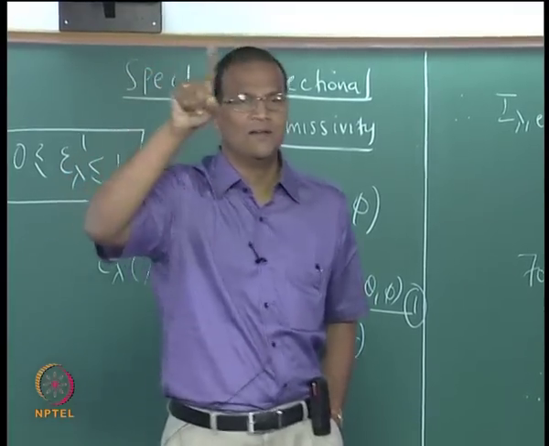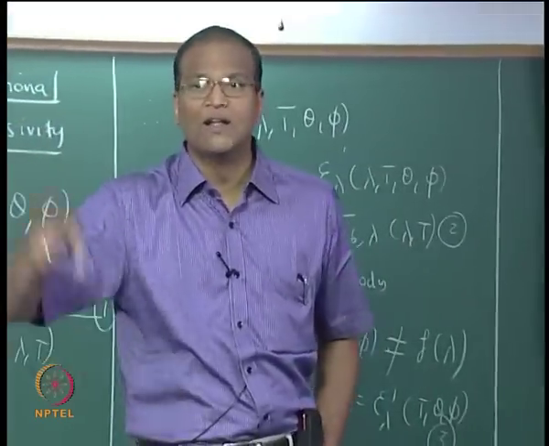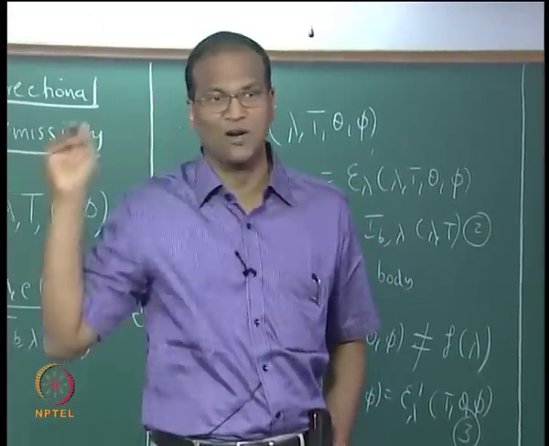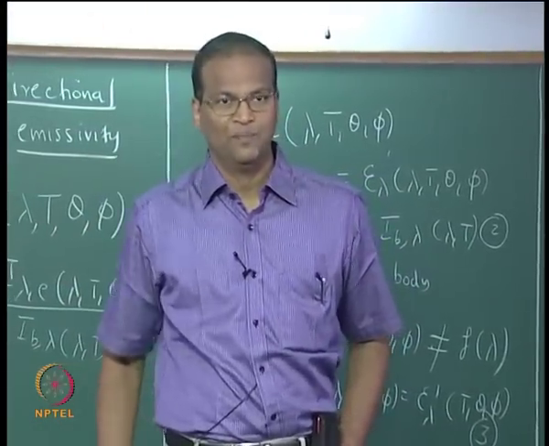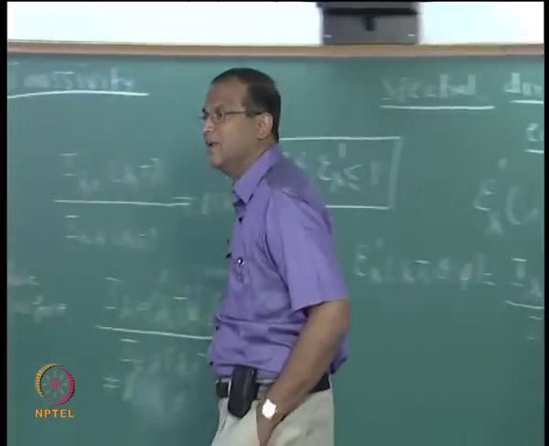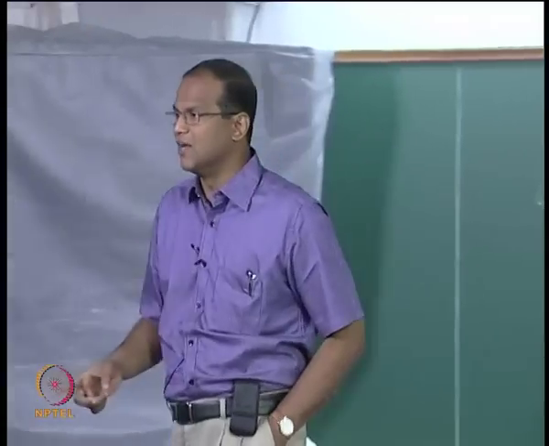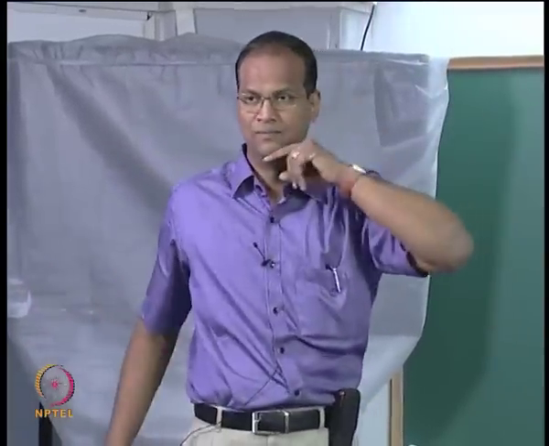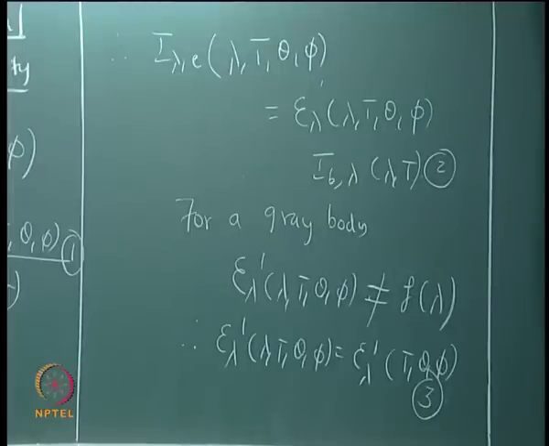What do I mean by saying that it is a spectral quantity? That integration with respect to lambda is not done, so it is spectral. If integration with lambda is not done, it is called spectral. If integration with respect to angle is not done, it is called directional. Okay. Even though you remove the functional dependence on lambda, I still call it epsilon lambda dash. It is still a spectral quantity.